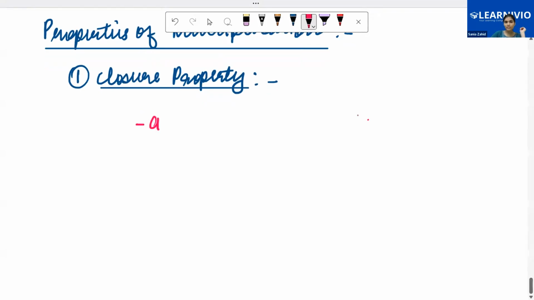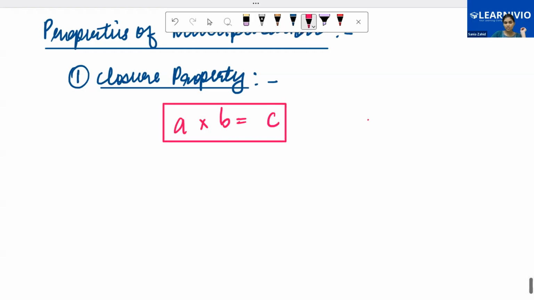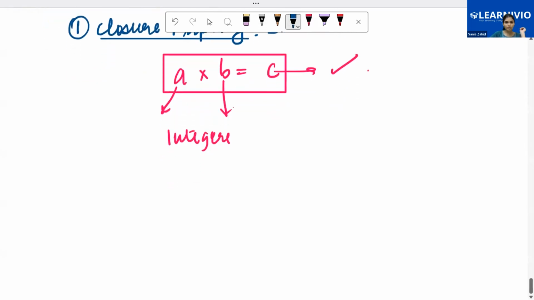Like let's consider I have integer a and I have integer b. When I multiply these integers, I will get some integer c. Now, if a is an integer and b is also an integer, then c will also be an integer only. So multiplication follows the closure property, right? Yes, ma'am. Okay. Then next is the commutative law.